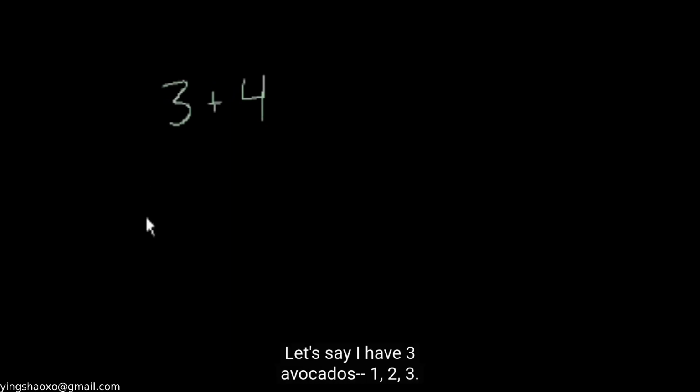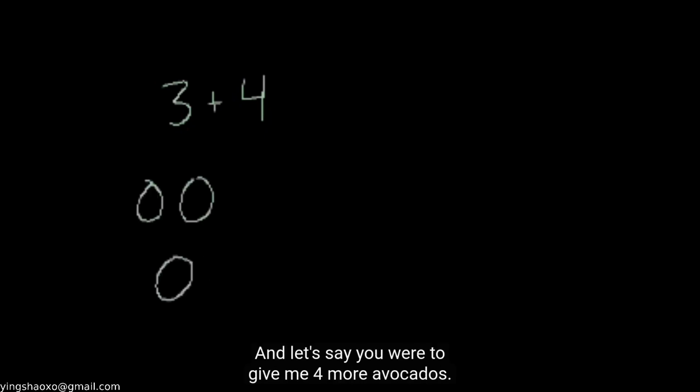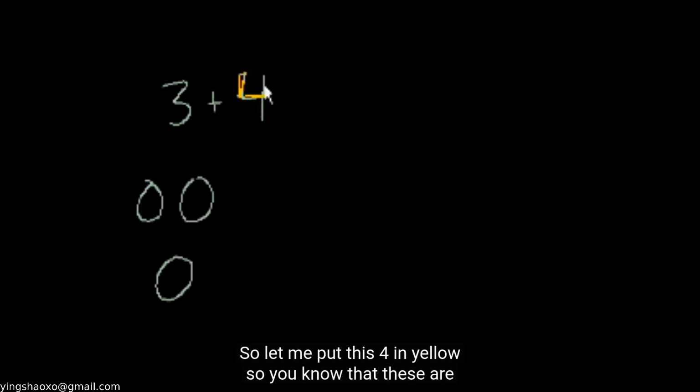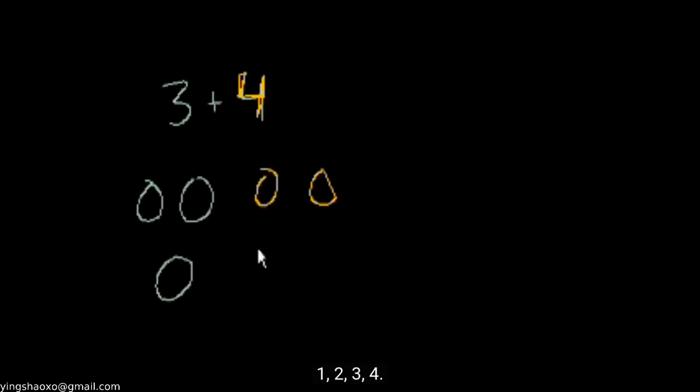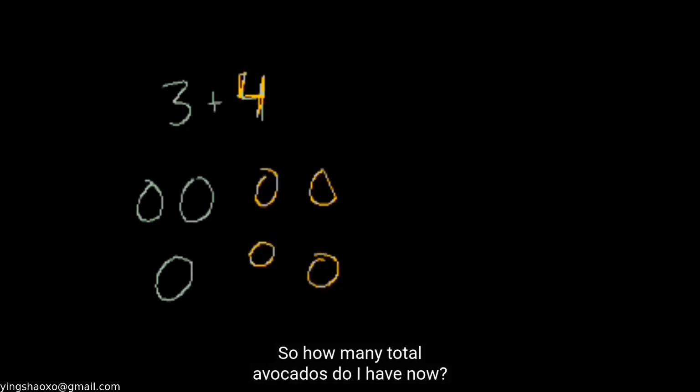So let's say I have 3 avocados. 1, 2, 3. And let's say you were to give me 4 more avocados, 4 in yellow so you know the ones you're giving. 1, 2, 3, 4. So how many total avocados do I have now? 1, 2, 3, 4, 5, 6, 7 avocados. So 3 plus 4 is equal to 7.